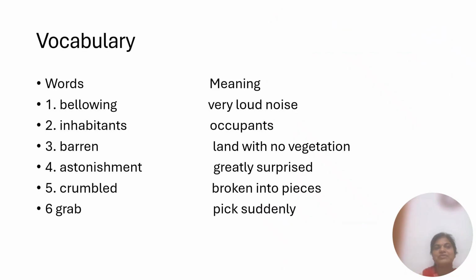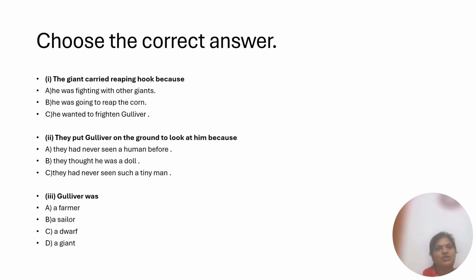Now let's see the vocabulary. The first word is bellowing, very loud noise. Inhabitants, occupants. Barren, land with no vegetation. Astonishment, greatly surprised. Crumbled, broken into pieces. Grab, pick suddenly.